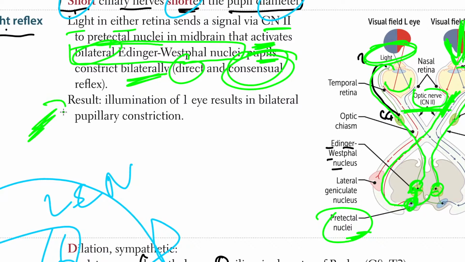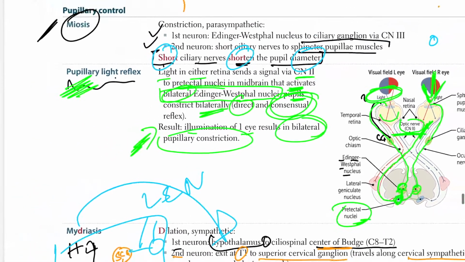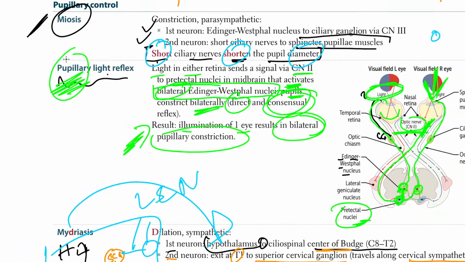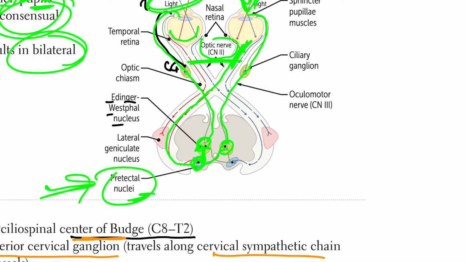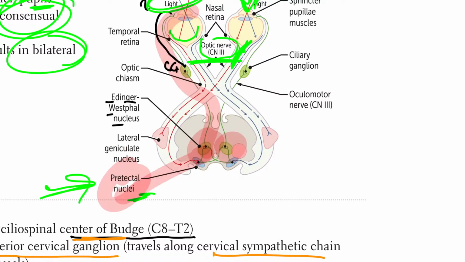Okay, what is the result of this light reflex? Illumination of one eye results in bilateral pupillary constriction, right? Simple, right? And this is the normal pupil light reflex. You shine the light in one eye, both of the eyes will constrict. Why? Because the pretectal nuclei innervate both sides of the Edinger-Westphal nucleus, and those will cause constriction.